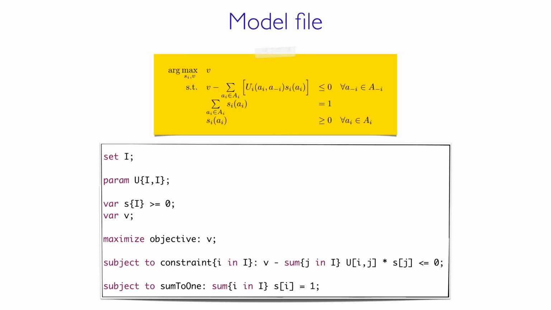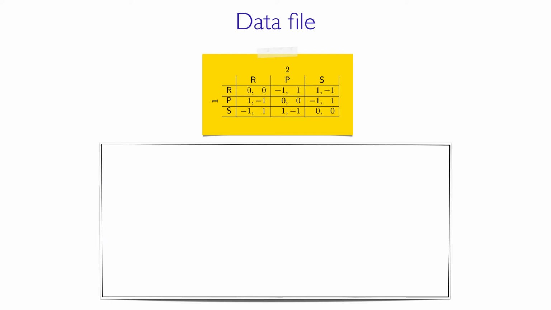In the previous lecture, we derived an AMPL model file for the problem of computing a max-min strategy in two-player normal form games. Now we need to specify values for the set and the parameters involved. This is done in the .dat file. Let us consider a simple rock, paper, scissors game and see how to translate it in AMPL.